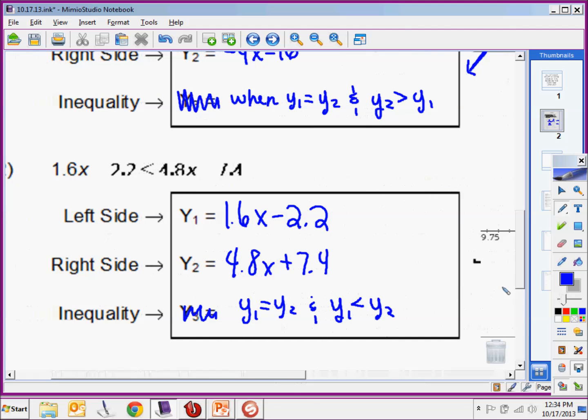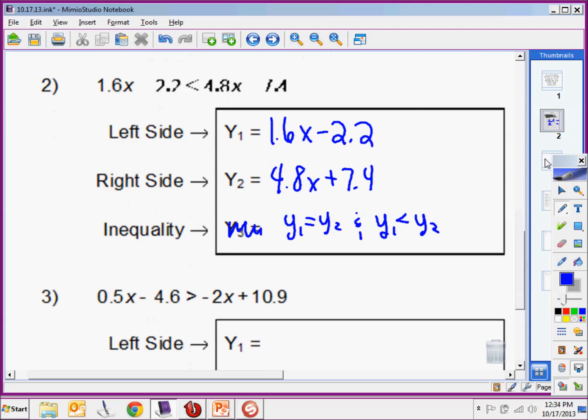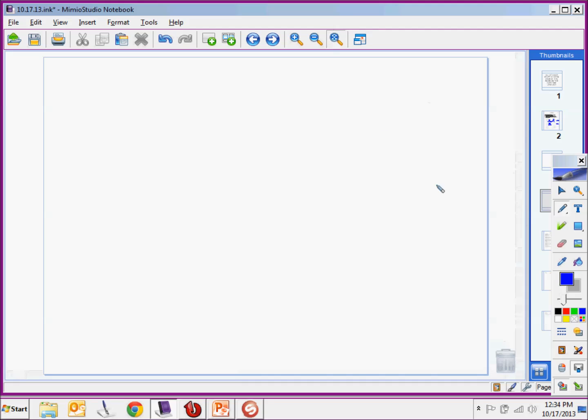All right, before you do number 3, I now want to leave you with the option. You now know how to do it with the calculator, and you now know how to do it without the calculator, correct? So I want you to have the option to do it with or without the calculator. Just to refresh your memory on how to do it without a calculator, I'm going to do number 2 without a calculator.